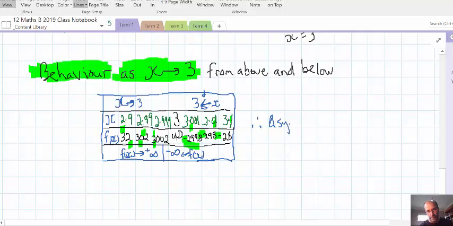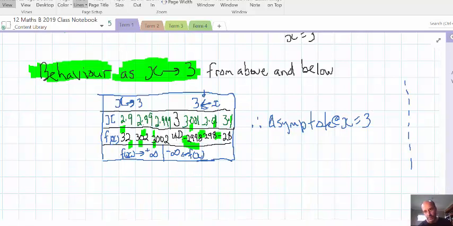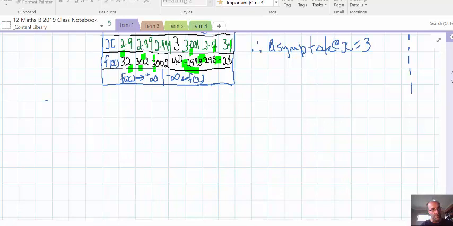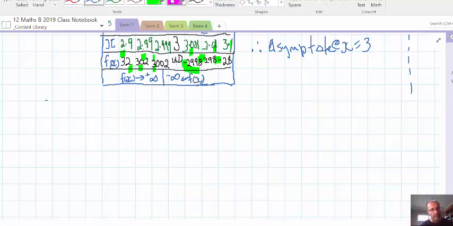So this basically means there's an asymptote, and that asymptote exists at x equals 3. So the equation of the asymptote is x equals 3, or we can say the asymptote at x equals 3. So it's a vertical line. Okay, then we've got an idea of the asymptote and of course the behavior, so the shape of the function either side of that. The other thing is that we need to know the sign of the function.